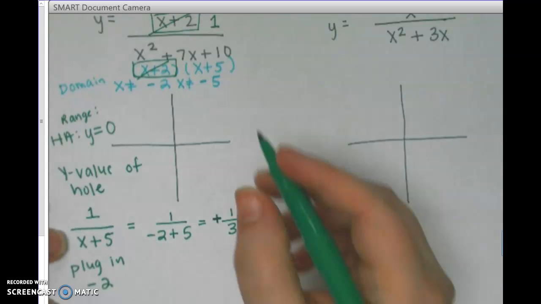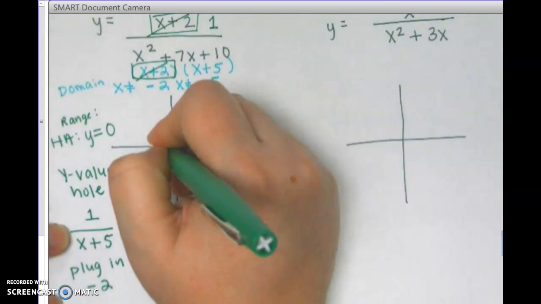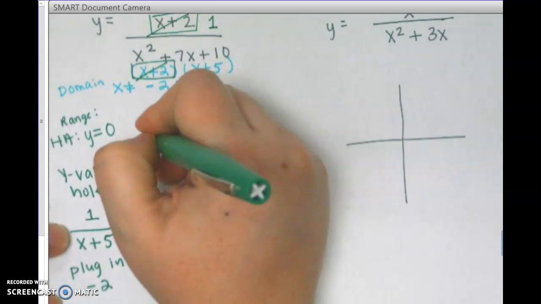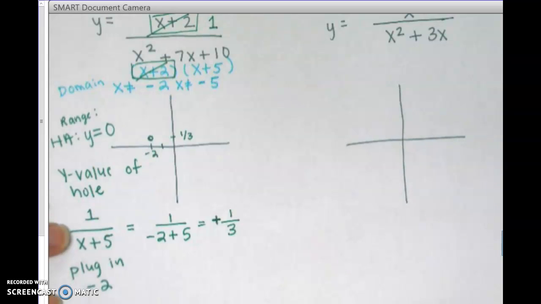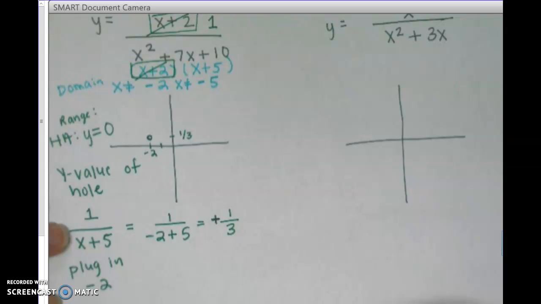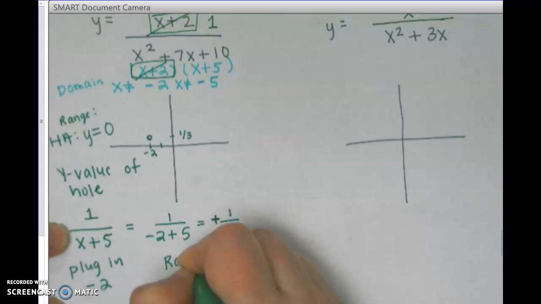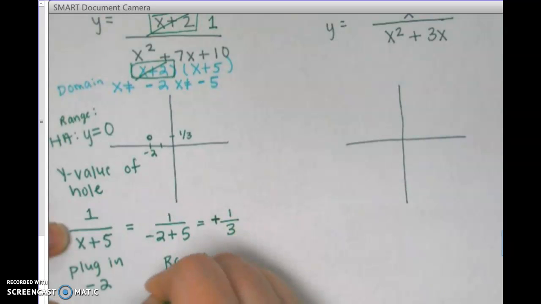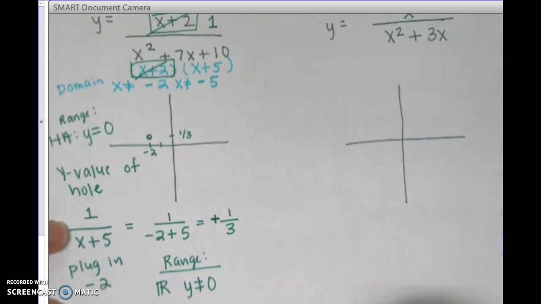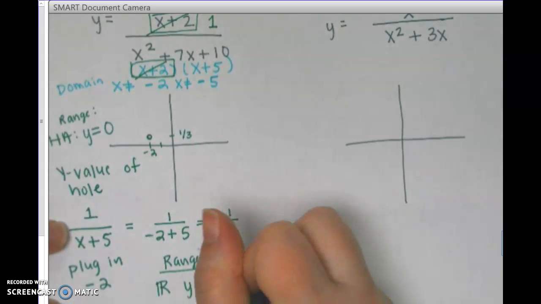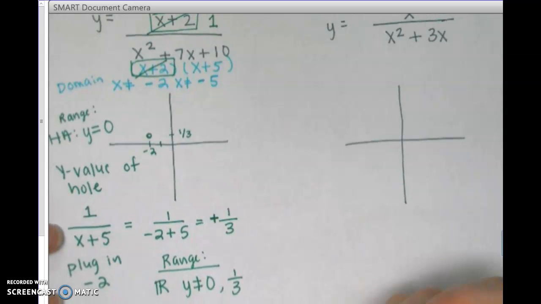The hole is at the point -2 and 1/3. That's where the hole is on my graph. So the domain has to skip -2, but the range is going to have to skip 1/3. So the range for this one, all real numbers, y is not equal to 0 because that's where the horizontal asymptote is, and y is also not equal to 1/3.